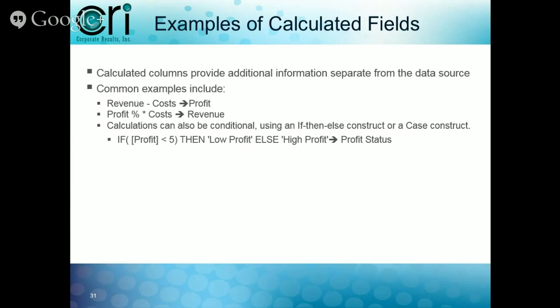And then you can also do conditional fields. In this example, if profit is less than $5, then I want to display low profit. Else I want to display high profit. So it's not necessarily numbers that you're required to do. You can have actual strings populated on your report based on meeting a criteria, and that's a calculated field.